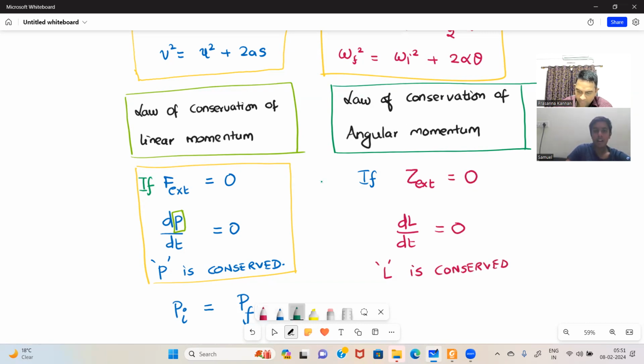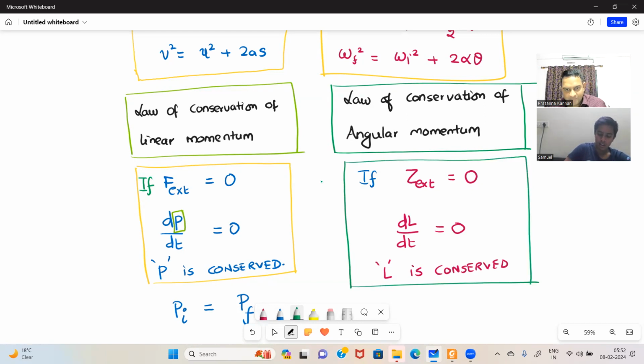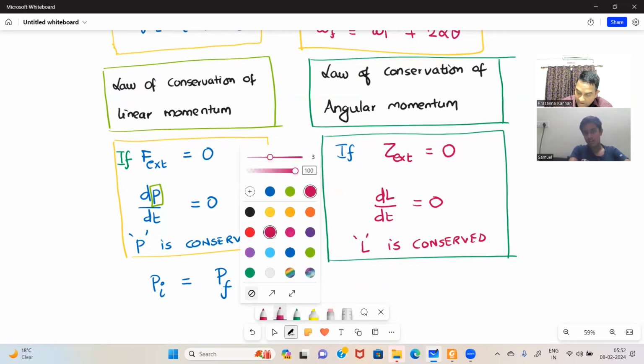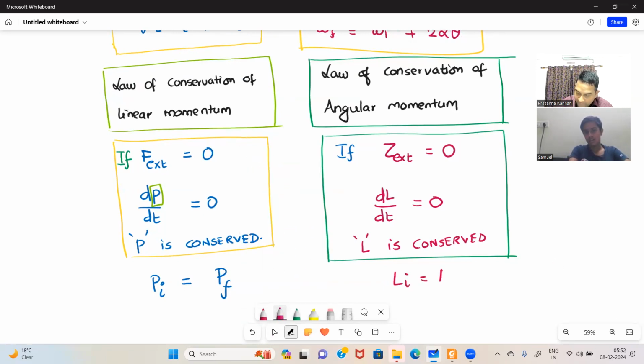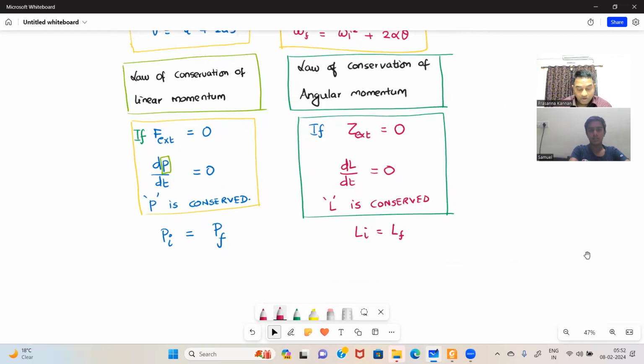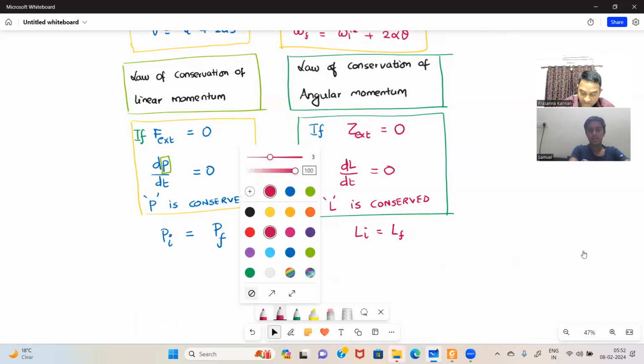So does that mean that Li is equal to LF? Yes, absolutely. Good. So that's how you should start comparing. So Li is equal to LF. Now one final thing on this. Now go to this formula Pi is equal to Pf.